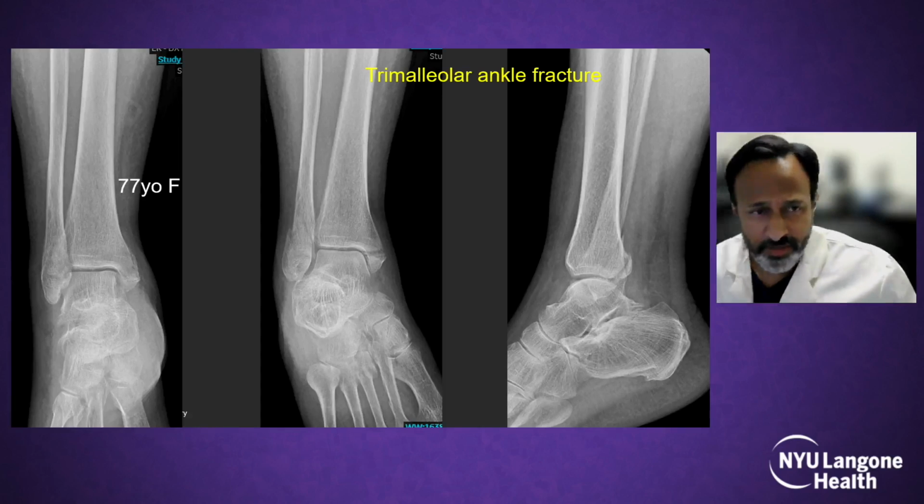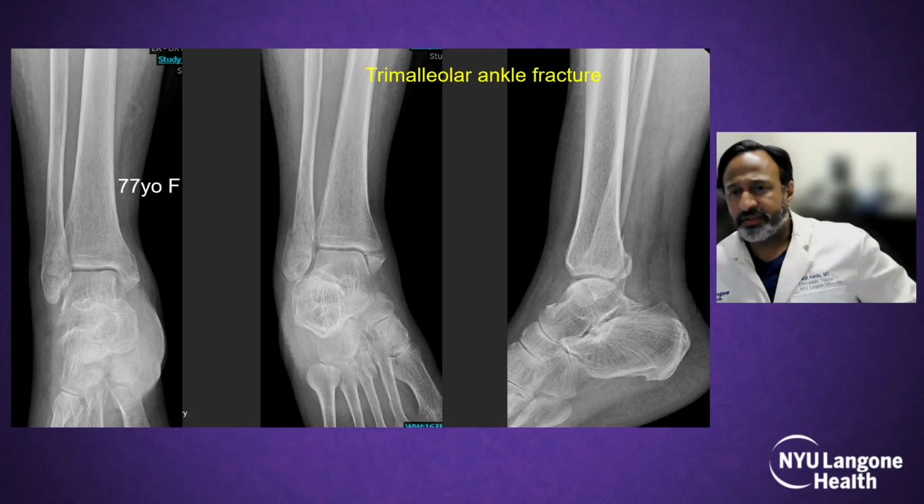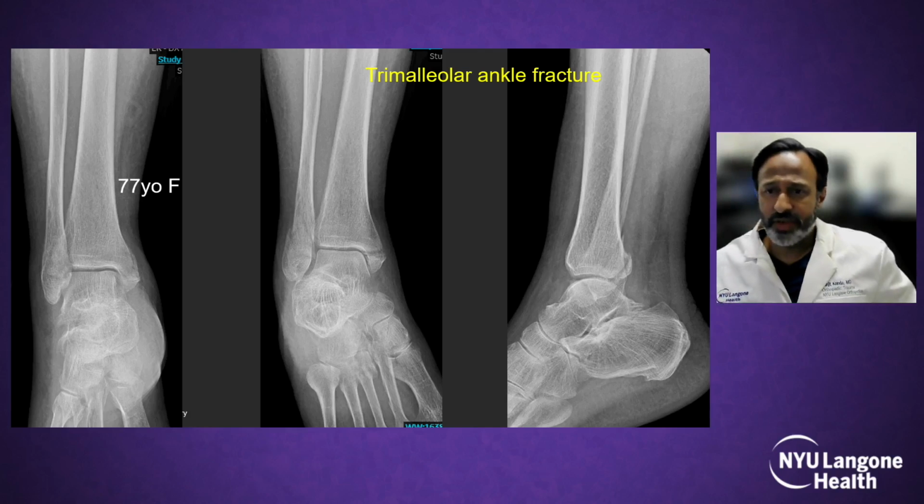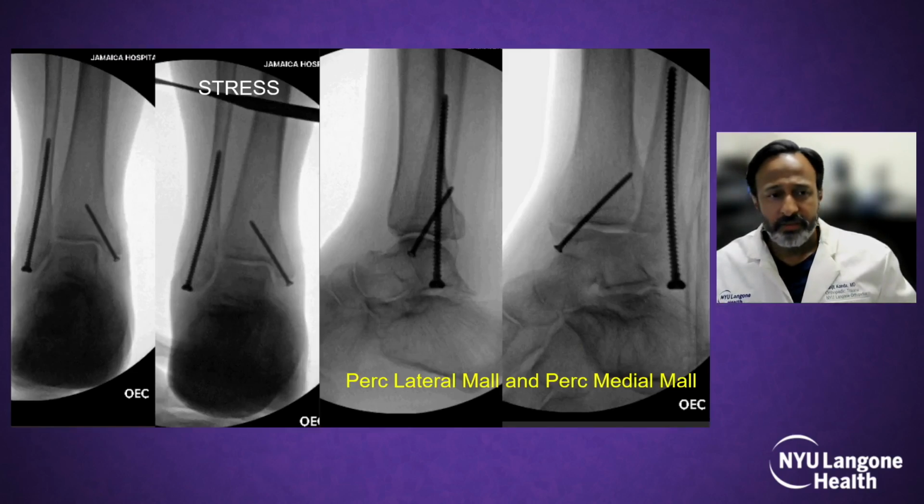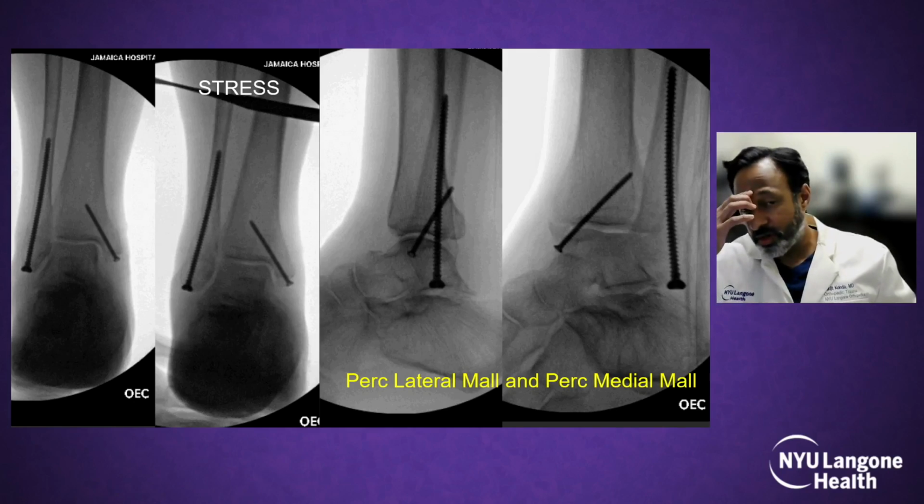And here's an example of a trimalleolar ankle fracture. Again, minimally displaced, so this ankle was never dislocated. It's a good periosteal sleeve around all 3 fracture components. Minimal fixation was performed. Here's a 4.5 millimeter cortical screw for the lateral malleolus and just 1 screw for the medial malleolus.